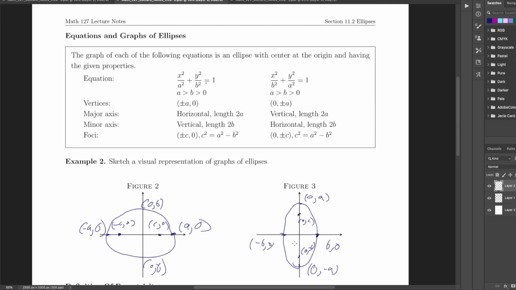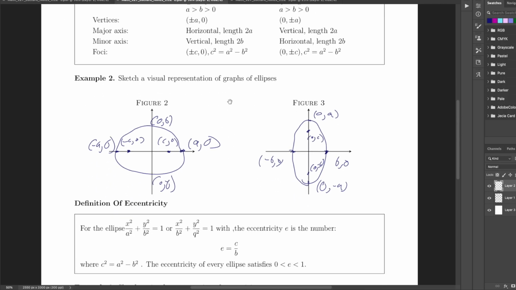And so here are all the parts of the ellipse. The work we'll see is we'll give you the equation and you're going to find all this stuff, or we'll give you all this stuff and ask you to find the equation, or we give you part of this stuff and you find your equation. So you'll go back and forth.